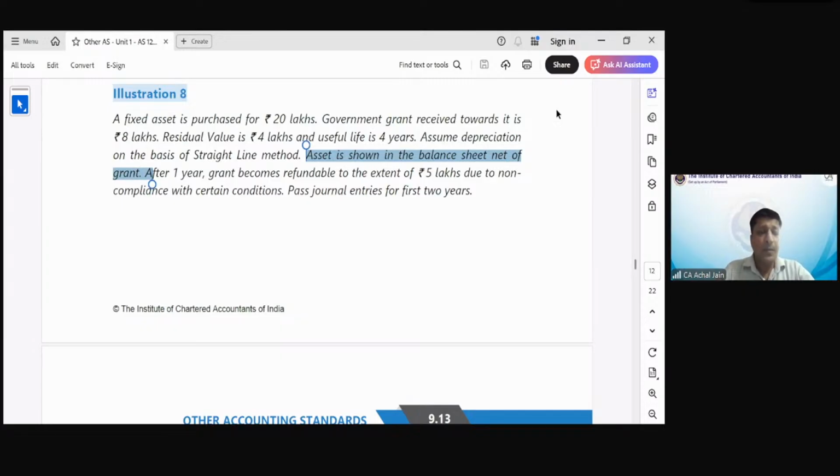Okay, let's go part by part. On the asset, depreciation should have been 4 lakh each year. But because of the recording of grant on a net basis, what did we do? We charge the depreciation equivalent to 2 lakh each year. After the first year, grant becomes refundable to the extent of 5 lakh. Why? Due to non-compliance of certain conditions. You are required to pass the entries for 2 years. So let's look at this.